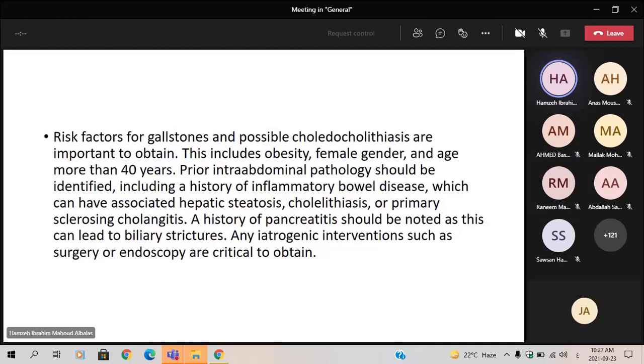Prior intra-abdominal pathology should be identified, including a history of inflammatory bowel disease, which can be associated with hepatic steatosis, cholelithiasis, or primary sclerosing cholangitis, as we mentioned in the gallstone lecture. A history of pancreatitis should be noted as this can lead to biliary stricture. Any iatrogenic interventions such as surgery or endoscopy are critical to obtain.